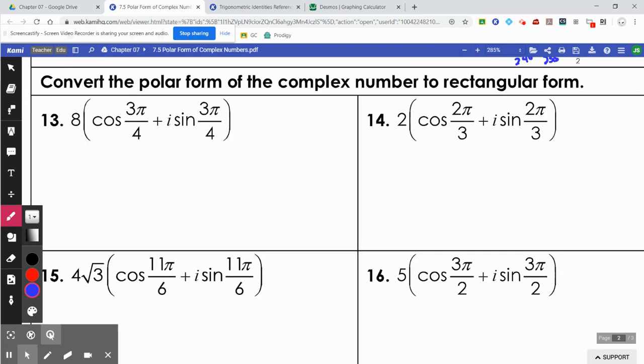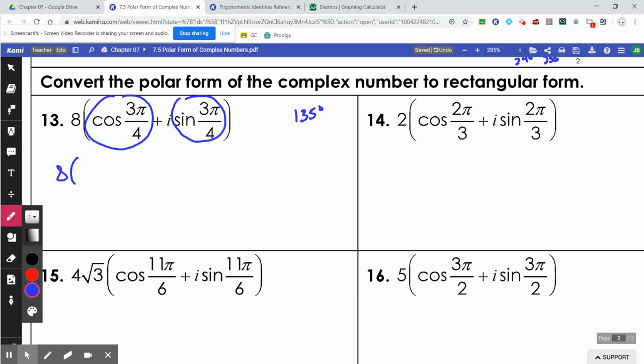Okay, starting with number 13, we're actually going to convert it the other direction. Now, this is so much easier because now we're just pretty much simplifying. The cosine of 3 pi over 4 and the sine of 3 pi over 4 in parentheses. Well, first off, 3 pi over 4, we're talking about a 135 degree angle. So let's just clean that up. The cosine of 135, that's a second quadrant angle, so cosine will be negative.